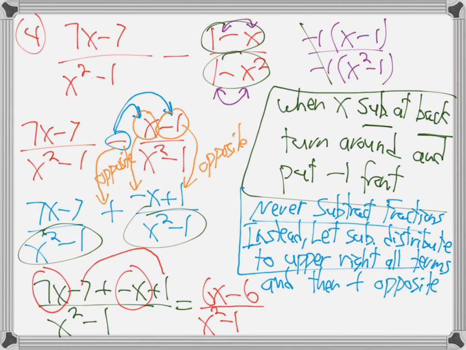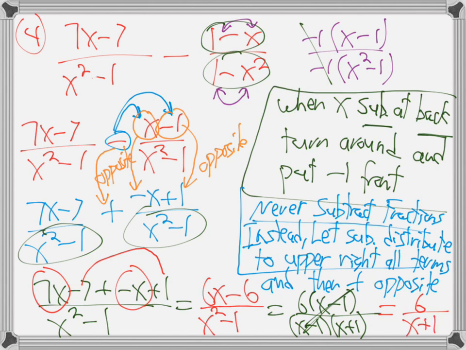By the way, you could have factored the denominators in the beginning if you wanted to. We're going to need to do it now. We're almost done. Last step, it's been a long one. Last step, we do need to factor top and bottom. Do you know how to factor those guys? How do you factor the top? Take out a 6. How do you factor the bottom? X minus 1, x plus 1. See those cancel? Last step, 6 over x plus 1. Whew.